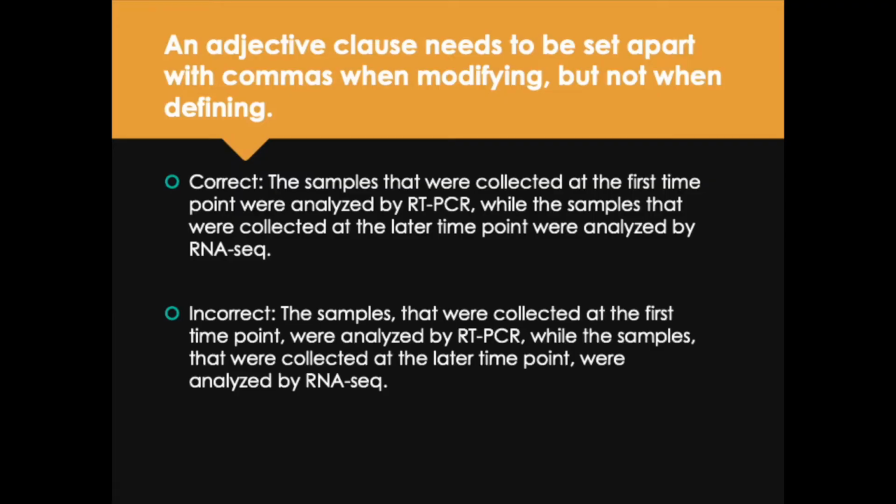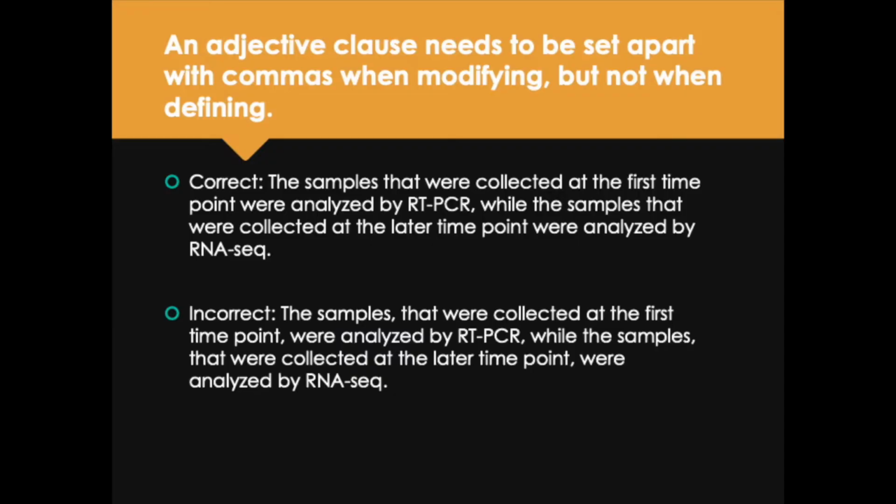One of the things to keep in mind for using commas is that when you have an adjective clause, it needs to be set apart with commas when it's modifying the noun that the adjective refers to, but not when it is defining the noun that the adjective refers to. So the correct way to do this would be: the samples that were collected at the first time point were analyzed by RT-PCR, while the samples that were collected at the later time point were analyzed by RNA-seq.